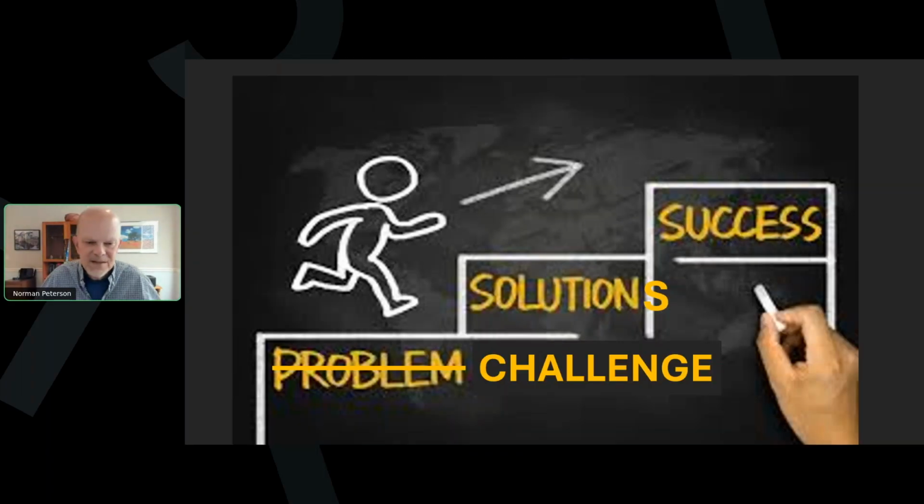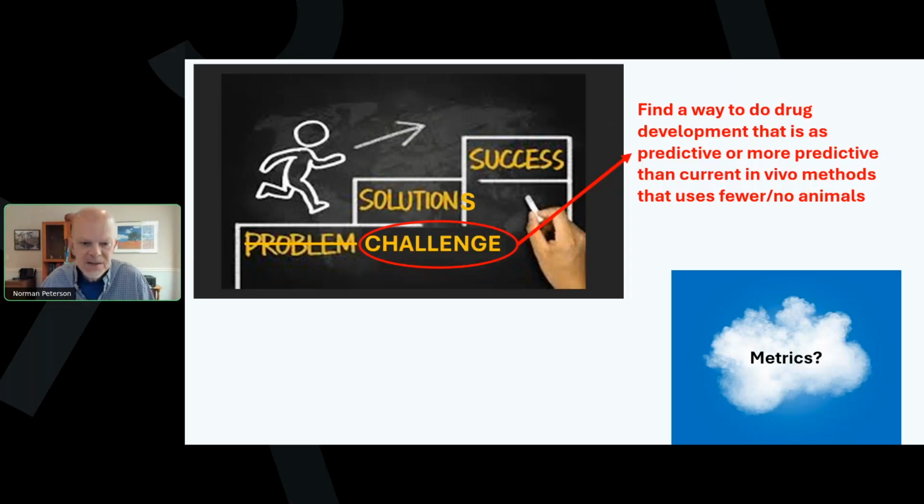So instead of calling this a problem, I think it's better to define it as a challenge. It's always healthy to look at problems in this way. And most of the toxicologists that I've worked with are excited about meeting this challenge. Can we do it better? And so to define what the challenge is, we want to look at ways that we can develop drugs that are predictive or even more predictive than our animals without using the animal models.